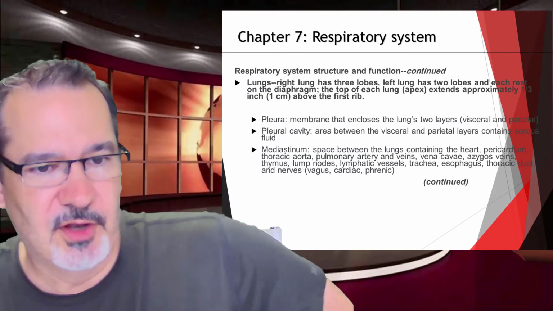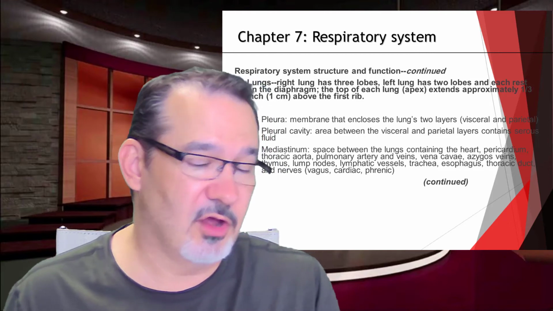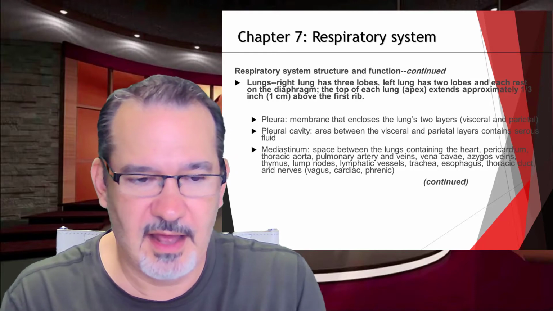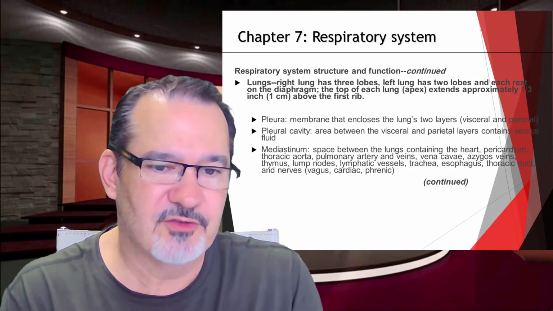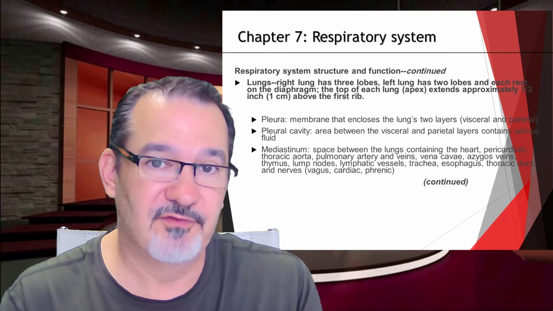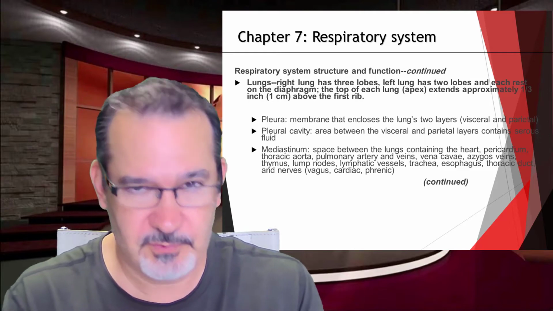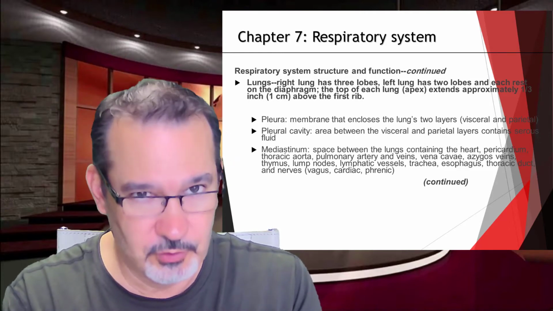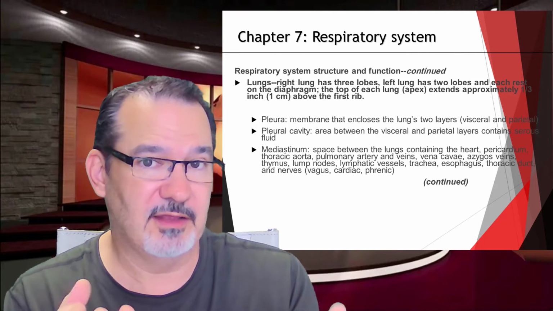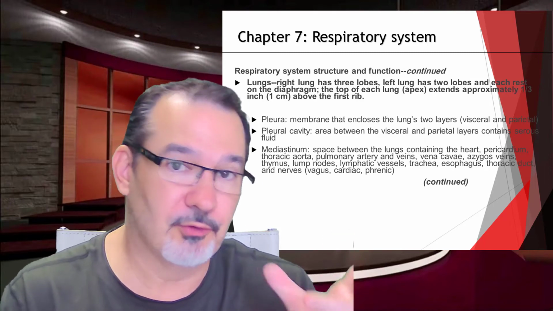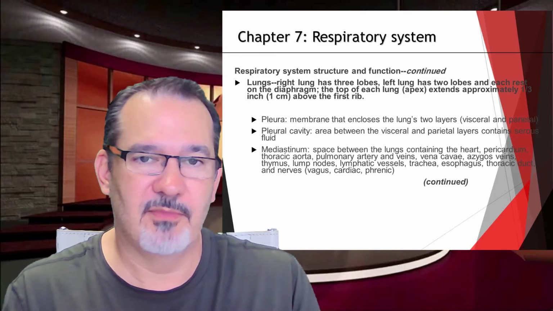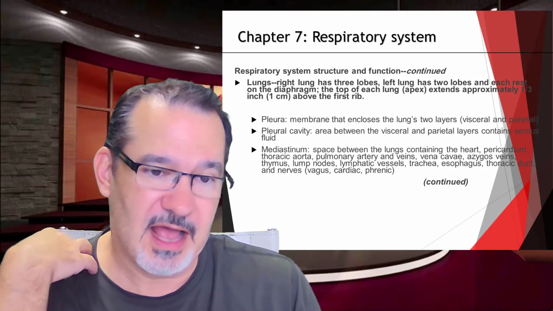Okay. The lungs. So the right lung has three lobes, the left lung has two lobes. And then they're lined with pleura. The pleura is a membrane that encloses the lungs in two layers, the visceral and the parietal layers. The visceral pleura hugs the entire lung surface, including the spaces in between the lobes. The parietal pleura covers the sides of the pericardium, from the chest wall back to the spine.